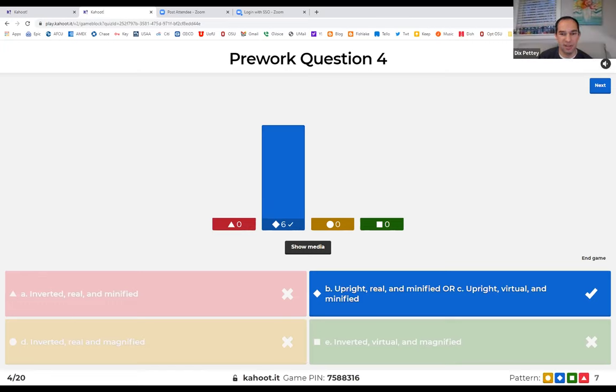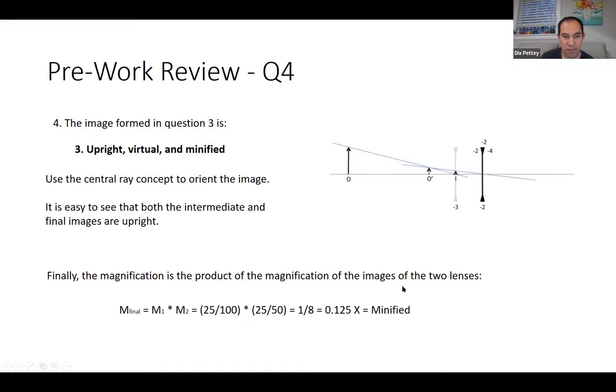Got it. Let me share back to the presentation mode. So here's the drawing. Like I said, whenever I do these problems, I draw it out just to keep my signs correct. But also on OCaps, you don't have an unlimited amount of time. So if you look at it and think you can figure it out pretty quick without drawing it, no worries. But if you drew out these lines, it doesn't have to be perfect, then you'd see that the image is minified. It's shorter. The image formed is upright and virtual because it's behind the lens.